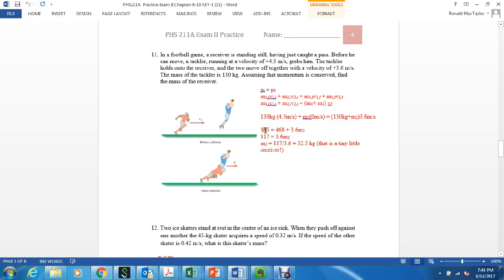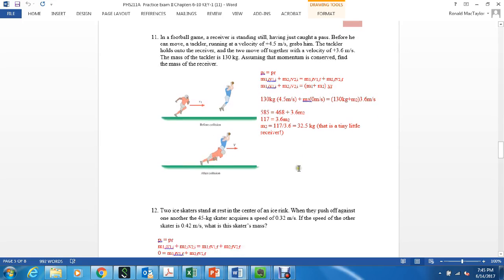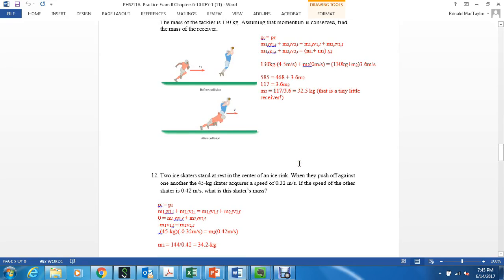130 times 4.5 is 585. 130 times 3.6 is 468. 3.6 times m2 is 3.6 m2. Subtract 468 from both sides of the equation. I get 117 equals 3.6 m2. So m2 equals 117 divided by 3.6. That's going to be 32.5 kilograms, which means that I picked bad numbers when I wrote this question, because you probably wouldn't have a tiny little child playing football with a big person.